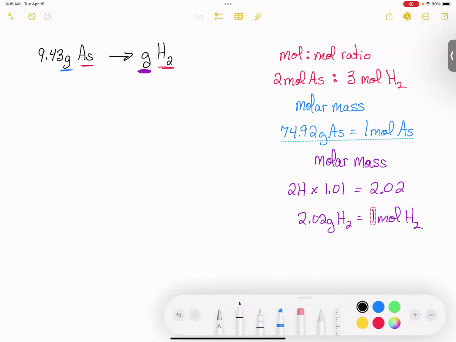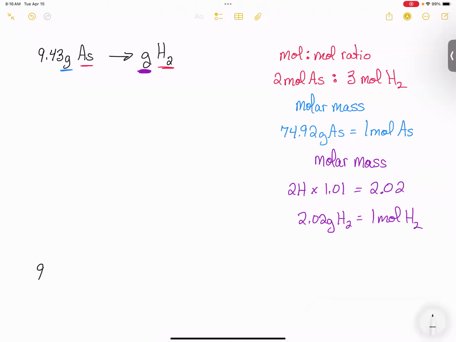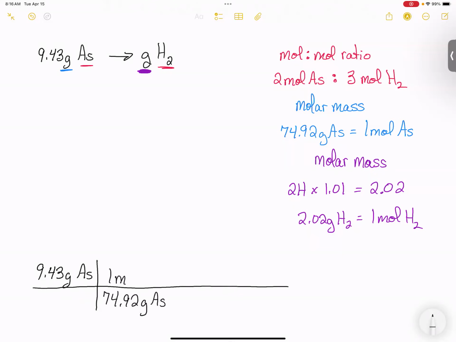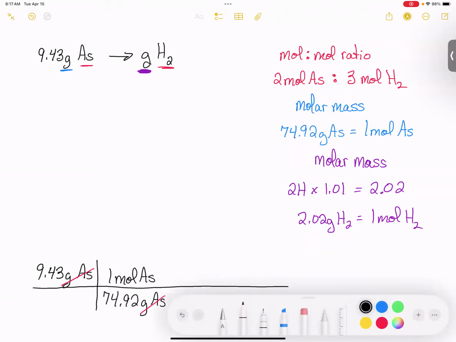Now I'm ready to start this problem. I always start with the information that I was given. So I'm going to start with the 9.43 grams of arsenic. My first conversion factor has to have grams of arsenic because I need it to cancel out, and therefore I'm going to be using the molar mass of arsenic. For the molar mass, the 74.92 grams of arsenic go in the denominator, and the mole of arsenic goes in the numerator. We place the grams of arsenic in the denominator so that the unit and the substance would cancel out. And we're left with moles of arsenic.